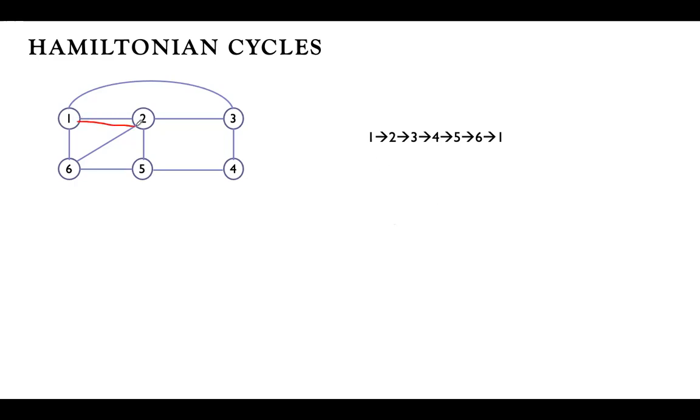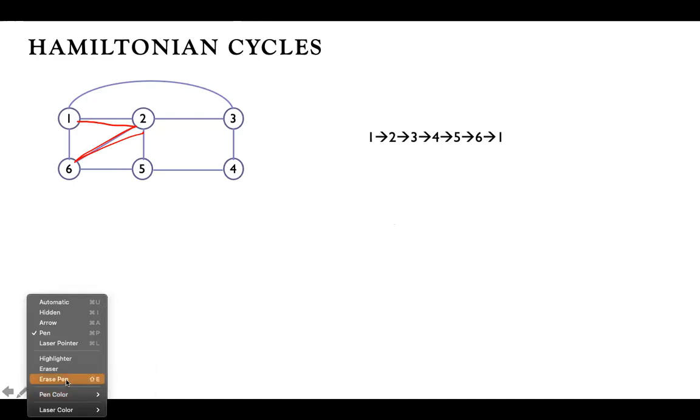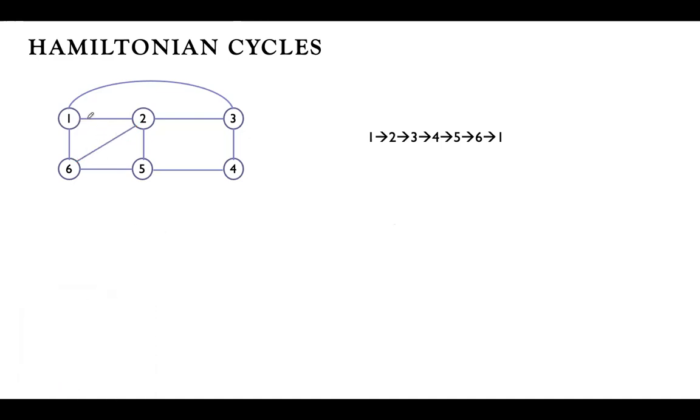We'll start with 1, 2. Okay, sorry. In this cycle, 1, 2, 3, 4, 5, 6, and then 1 again. So this is one cycle. We have covered all the vertices. And here we are talking about the undirected graph. It may be a directed graph also. So this is one cycle for this graph.